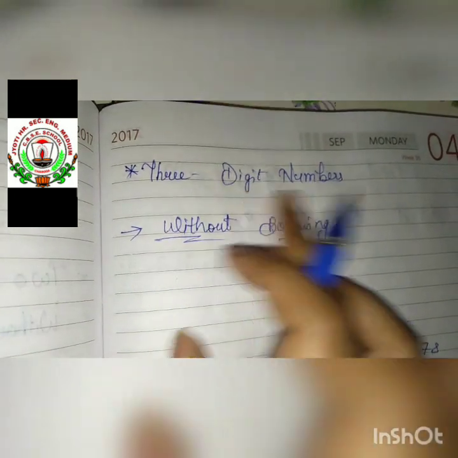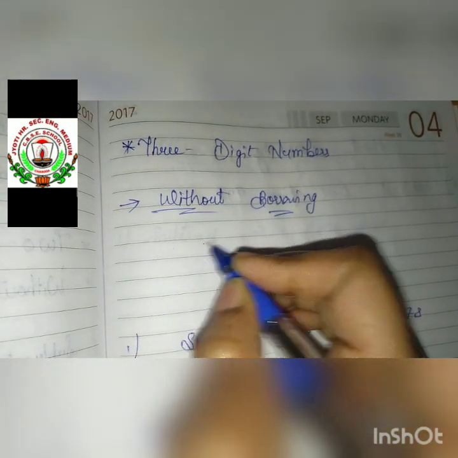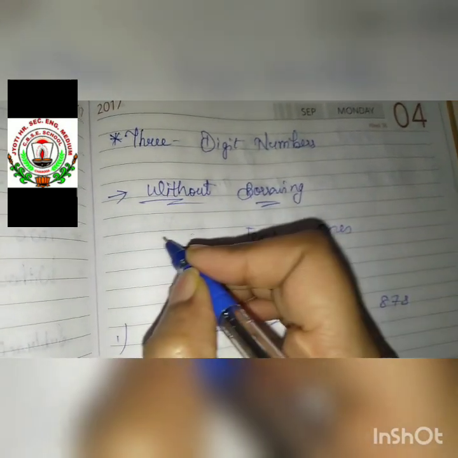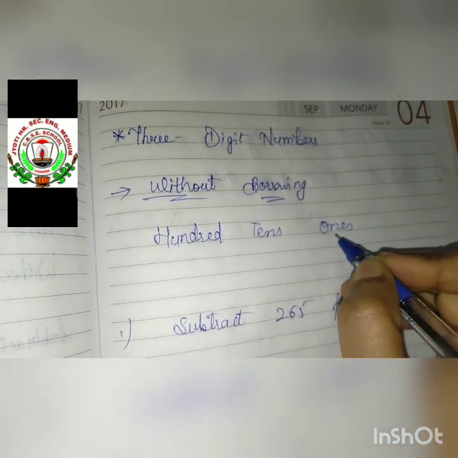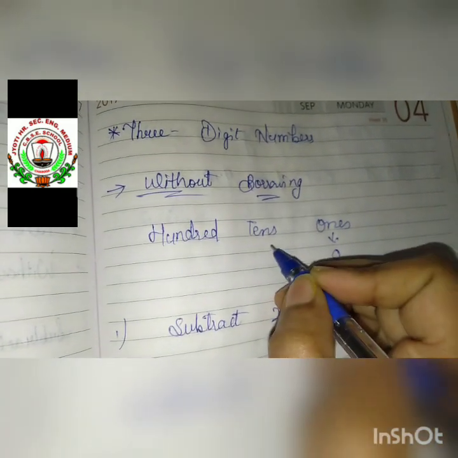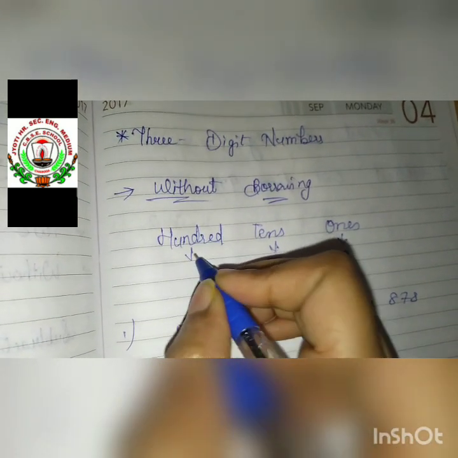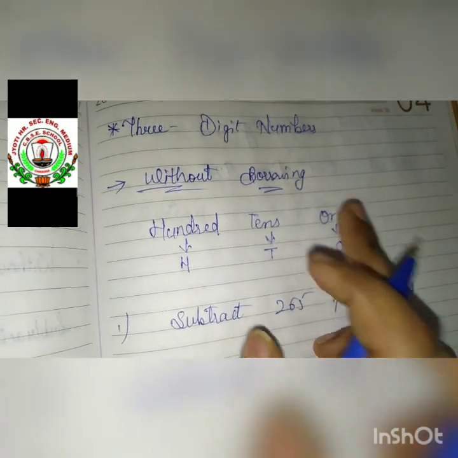Now we will see 3-digit numbers without borrowing as well as with borrowing. For a 3-digit number, how are we writing it down? Ones, tens and hundreds. Is it so children? Remember now? Yes. Ones we will write down as O. Tens we can write down as T. And hundreds we can write down as H. H for hundreds, T for tens, and O for ones.